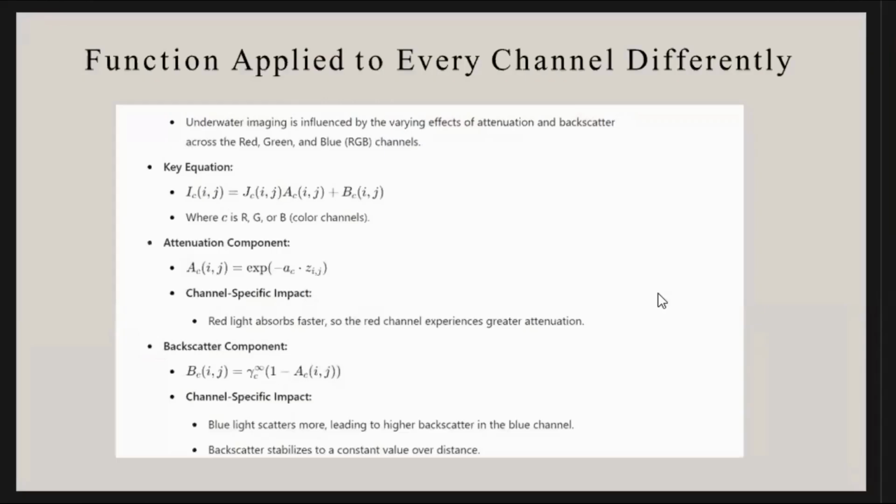Then we applied this function to every channel differently, the channels representing red, green, and blue. As red light absorbs faster, the red channel experiences greater attenuation than the green channel and less in the blue channel. Then in the backscatter component, what changes is that blue light scatters more, leading to higher backscatter in the blue channel than in the green and the least in the red channel. So this function was computed in code and applied to the data which we had.